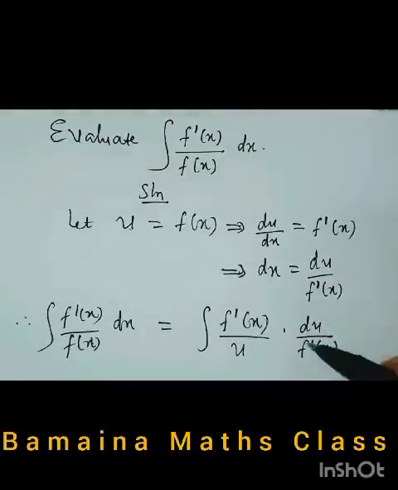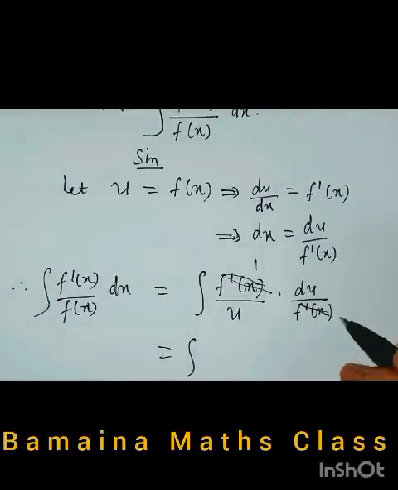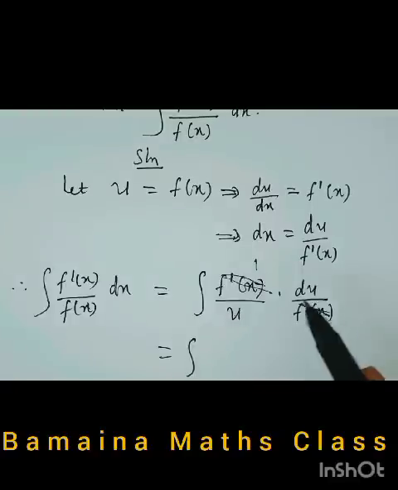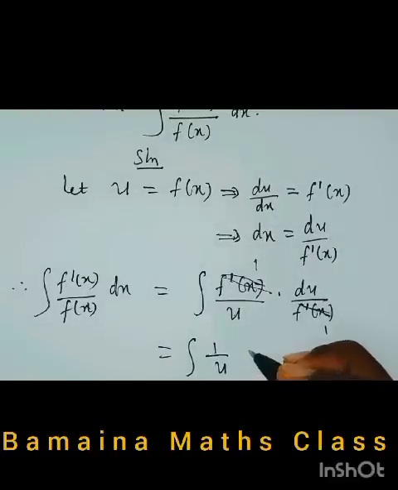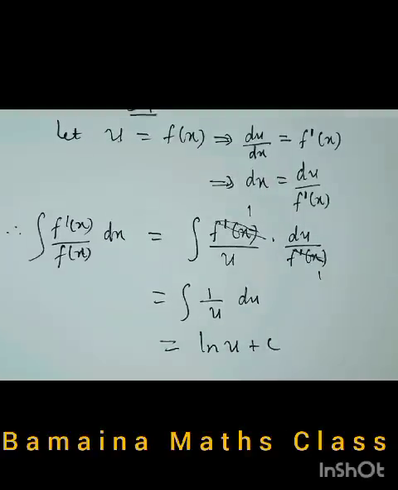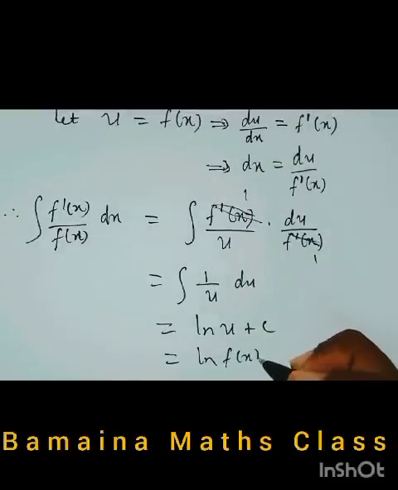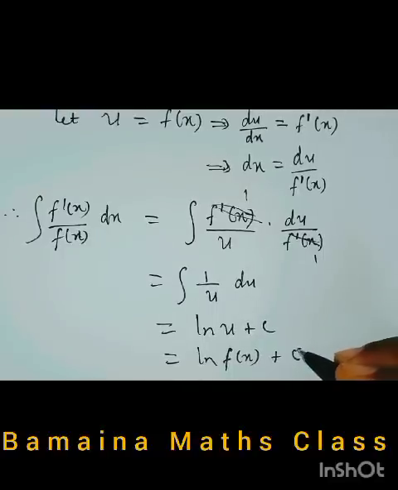Now from there, f prime of x goes with f prime of x. So we are going to have the integral, because f prime of x here over f prime of x here cancels, we are going to have 1 over u du. And according to standard integrals, when you are integrating 1 over x, it is going to be ln x. The same thing here, if you are integrating 1 over u, you are going to have ln u plus c, which is the same thing as, since u is f of x, ln f of x plus a constant of integration c.